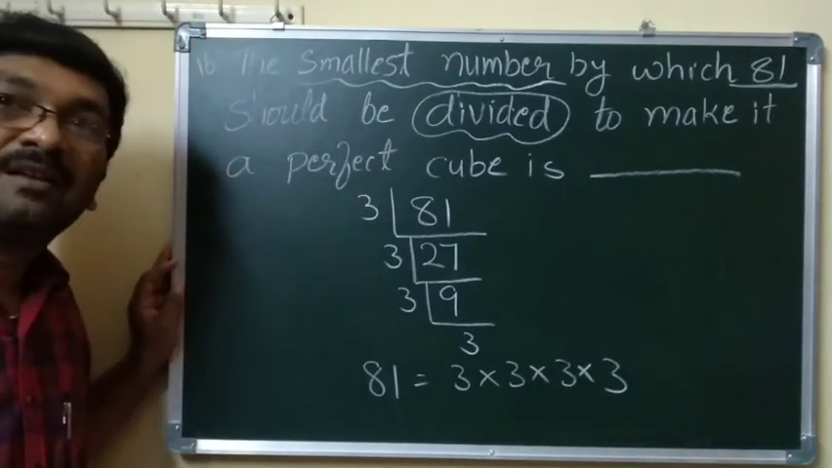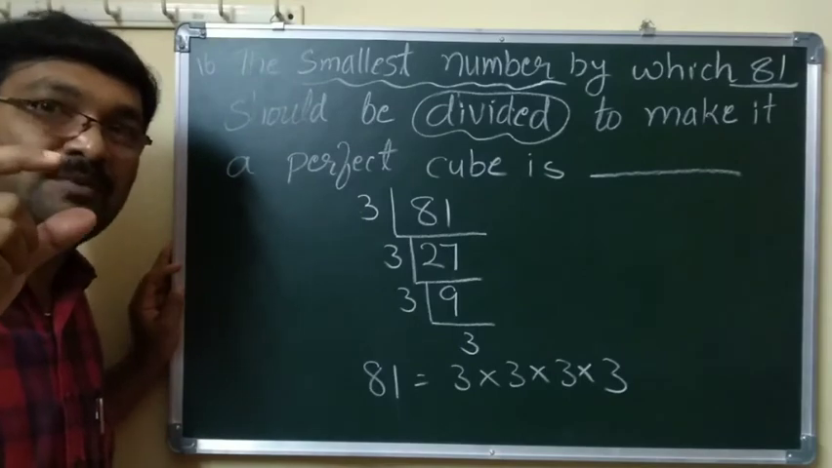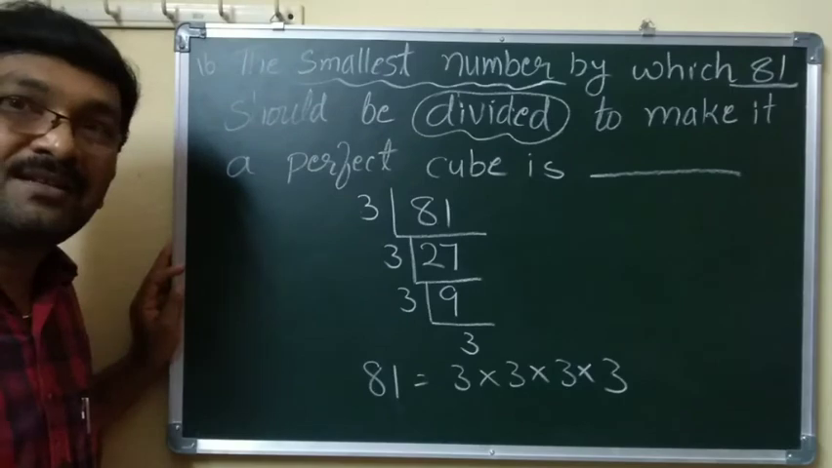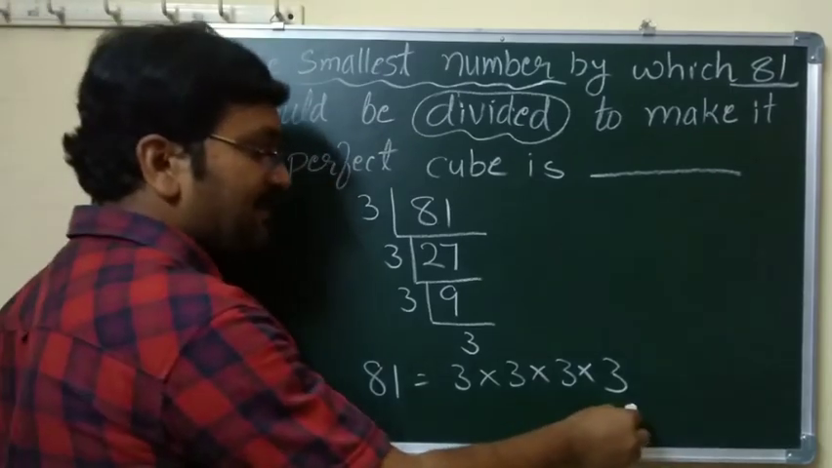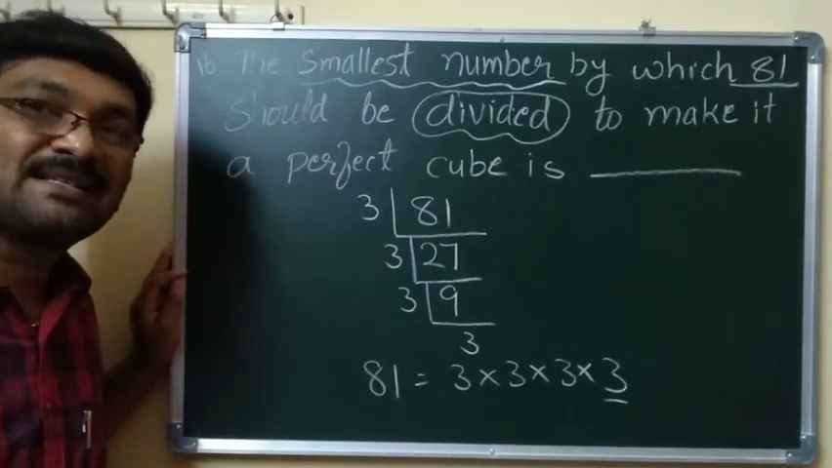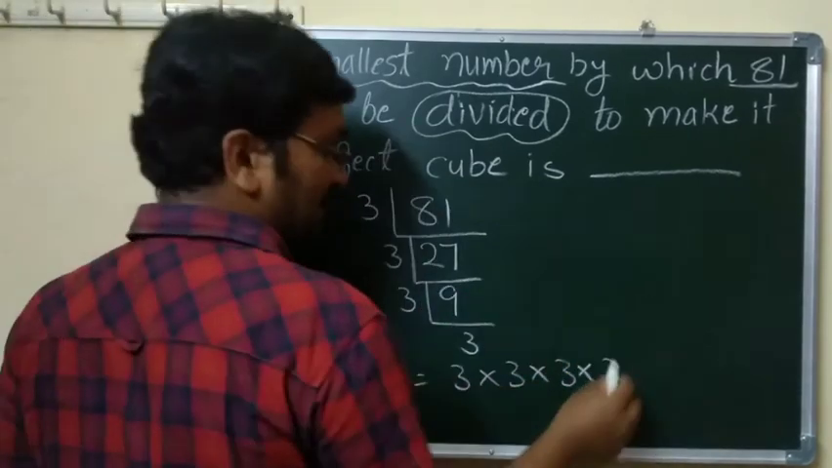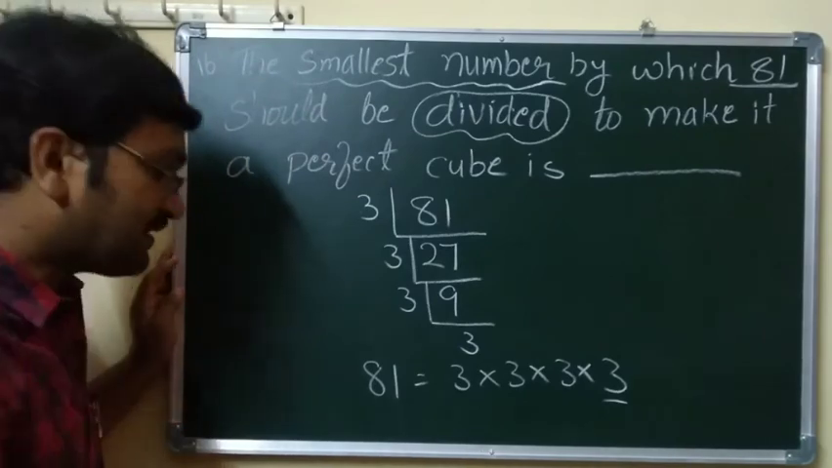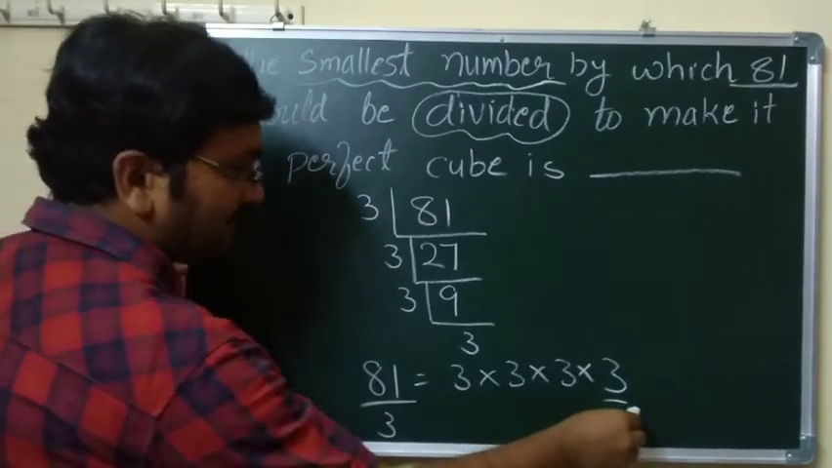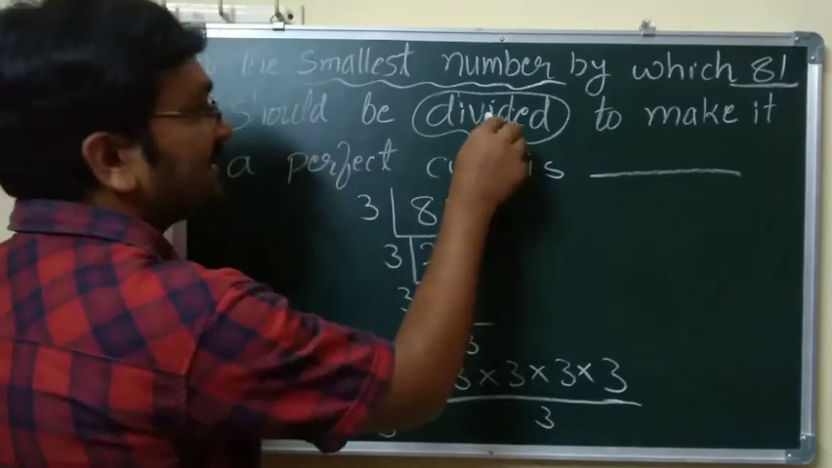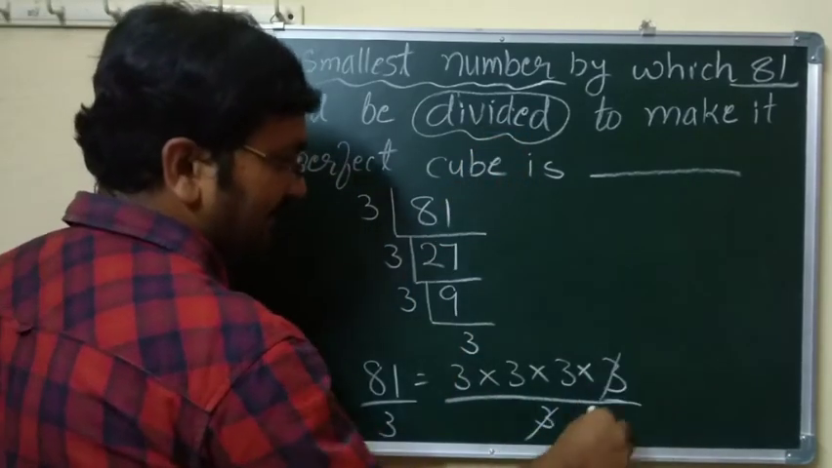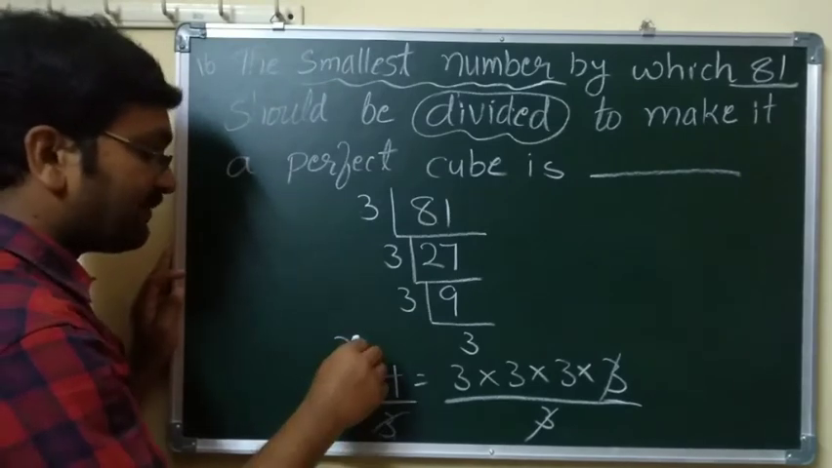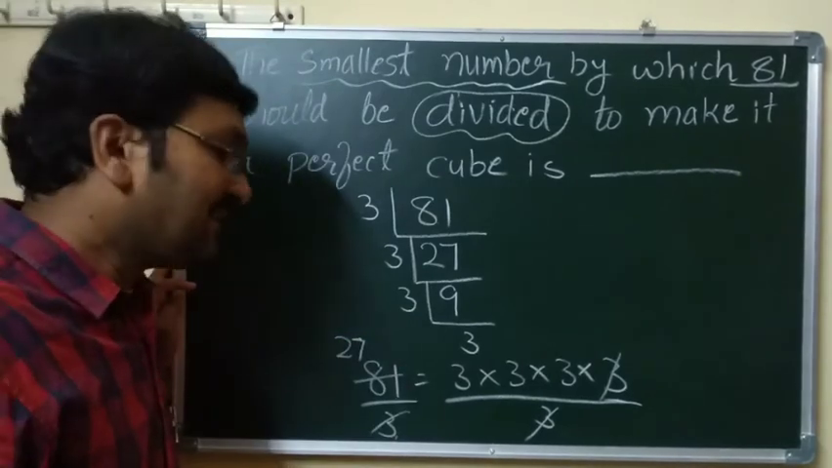To make it a perfect cube, how many times must it repeat? It's 3 times. So 1 time is extra. Suppose I want to remove 1 time, then on both sides I want to do it. This side divided by this; they ask divided by. So 3 cut it. Here the 3 ones are, 3 27s are.